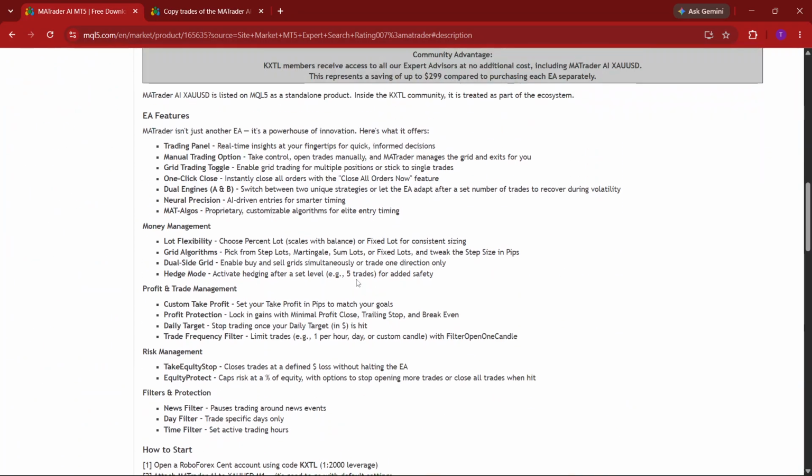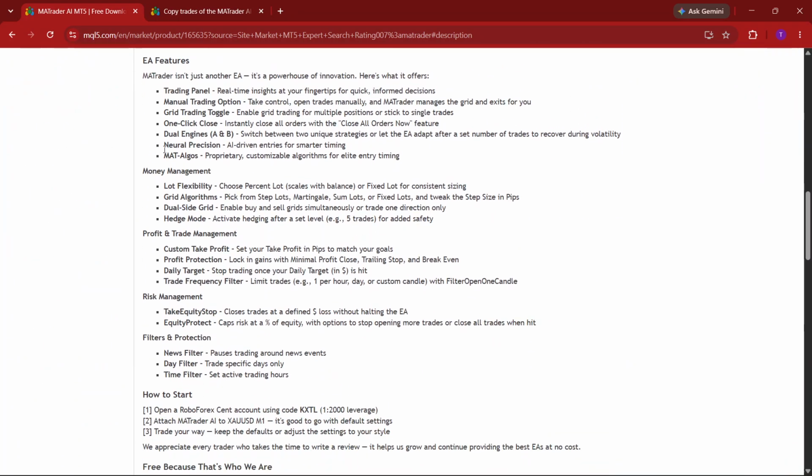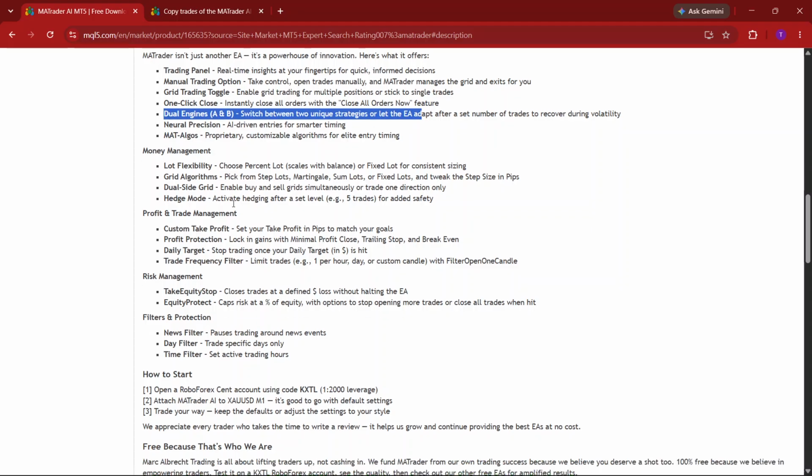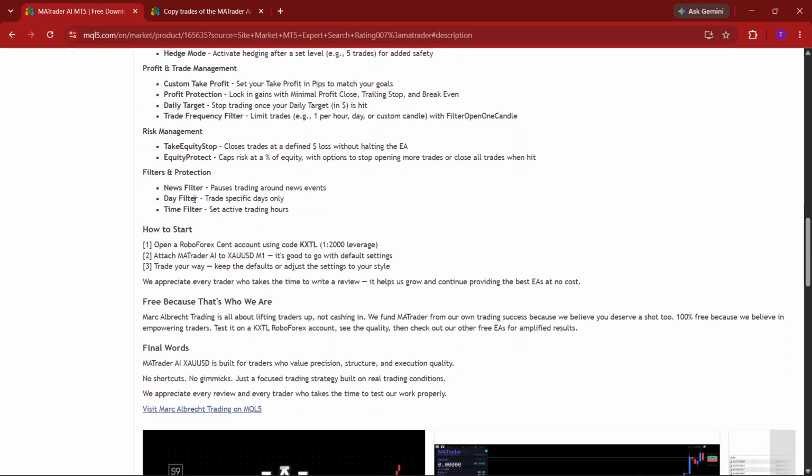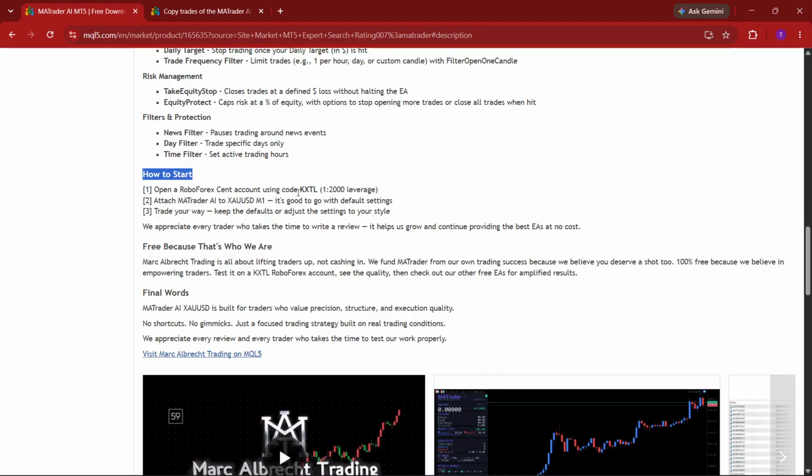Now let's go over to its features. They claim to have a trading panel, manual trading option, grid trading toggle, one click close, neural precision like they mentioned earlier, MAT algos, dual engines, switch between two unique strategies, and so on. You can read all this in your free time. Or if you decide that the EA's result is what you want.